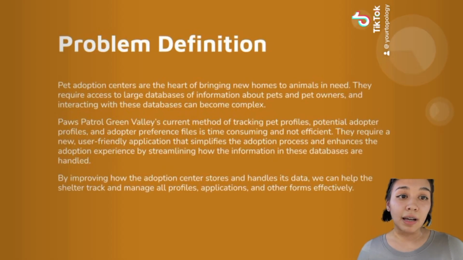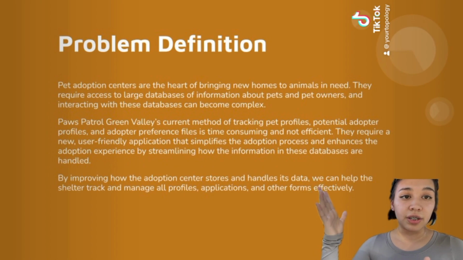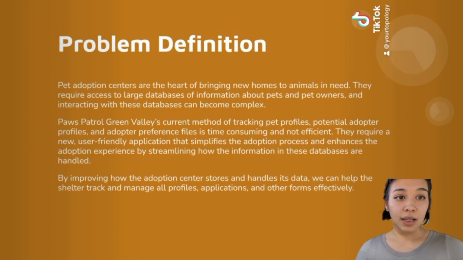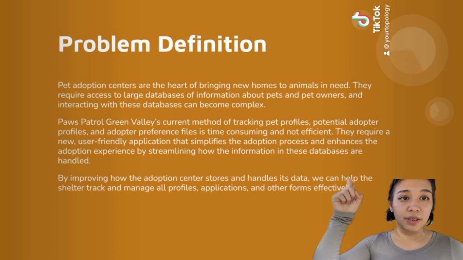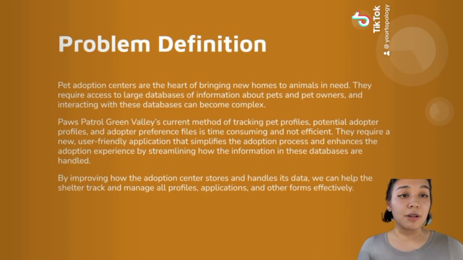Adoption agencies play a vital role in making sure animals get new homes, and by going into our problem definition, it becomes a lot of data to handle. As the agency grows and grows, you have to track pet profiles, customer profiles, insurance information, and as the business becomes more successful, all of this data and all of these databases and the way they interact with each other can become very complex. So Paws Patrol Green Valley has tasked us to create a new user-friendly application that simplifies the adoption process and enhances the adoption experience by streamlining how the information in these databases is handled.